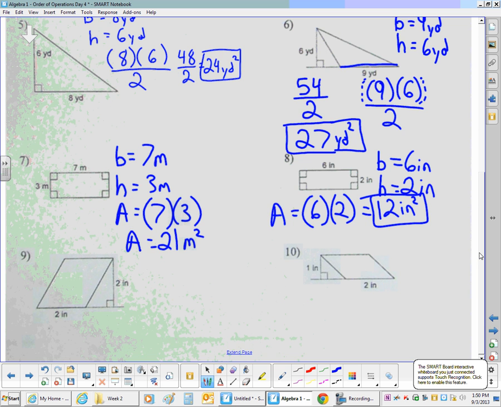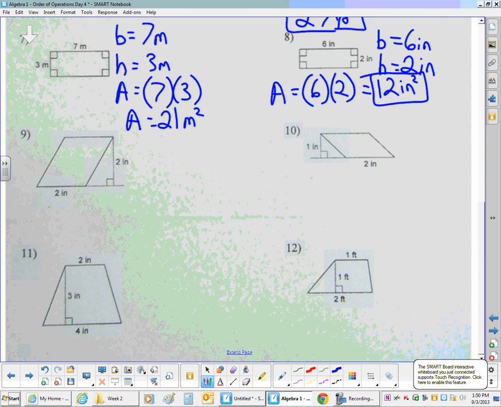Moving right along, we're going to go on to, these are called parallelograms, these shapes. Now, one of the things you'll notice about parallelograms is that they have the same formula as rectangles, but their height is not actually one of the sides. Their height is actually a line outside of the parallelogram, or sometimes it's shown inside the parallelogram. Like they could have shown the height as a line like that. It would still be 2 inches though.